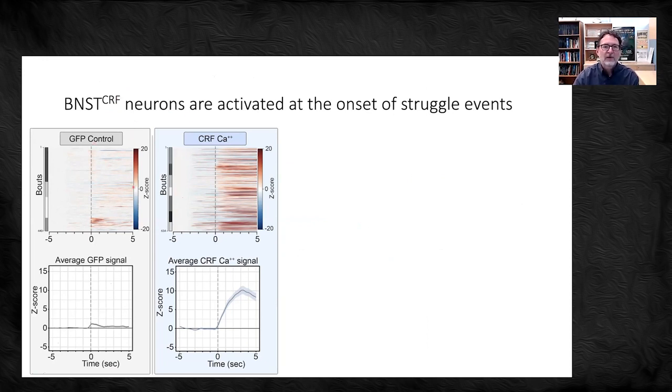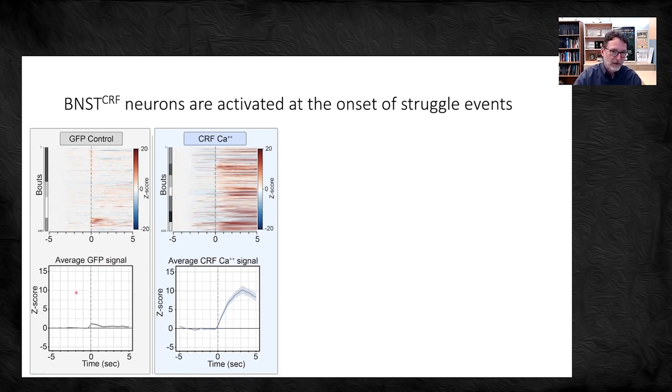On the top here, we're looking at repeated active coping bouts stacked one on top of another. So this is the number of bouts going down here. And then at the bottom is the bulk average of all of these events compiled together. You can see that time 0 is the beginning of one of these active coping events. And if we just express GFP, a fluorophore whose fluorescence is not dependent on any sort of activity, we don't see a large response here.